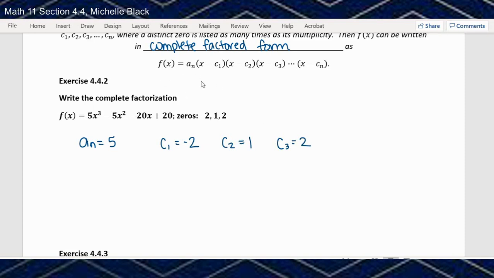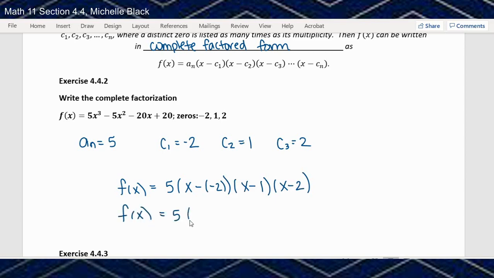2. So according to my formula above, I can write f of x as 5 times x minus -2 times x minus 1 times x minus 2, and simplifying, I get 5 times x plus 2, x minus 1, and x minus 2. If you multiply this out, you should get back the same polynomial you have above.